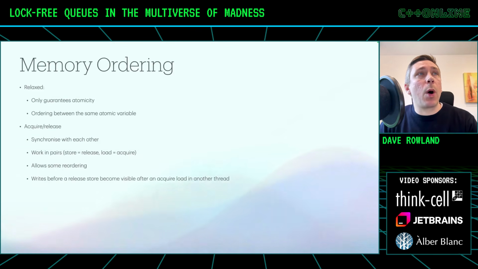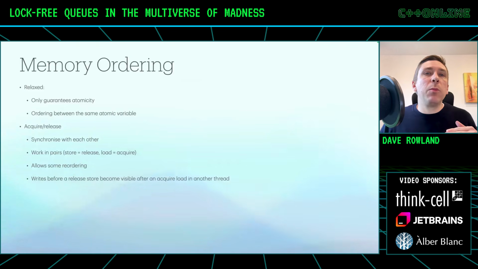On top of that, you have acquire-release semantics, and this is when you're trying to synchronize 2 threads with each other. They work in pairs, so stores have a release memory order and loads have an acquire memory order. And these allow some reordering. They conceptually work as sort of one-way fences, but instructions can either be moved above or below them depending whether it's an acquire-release operation. But how you can sort of think about this is that writes before a release store become visible after an acquire load in another thread. And the way we talk about this is it establishes a happens before relationship.